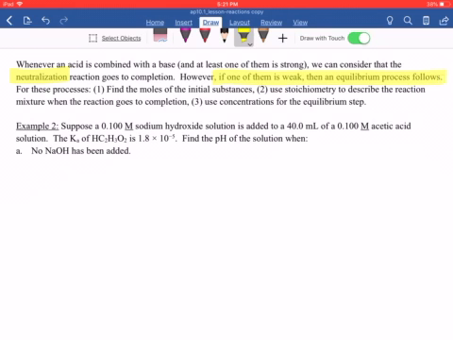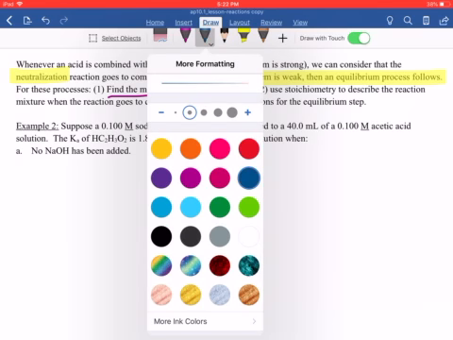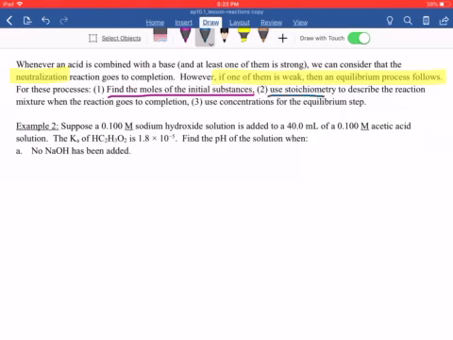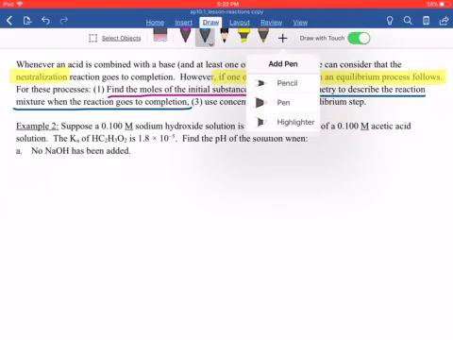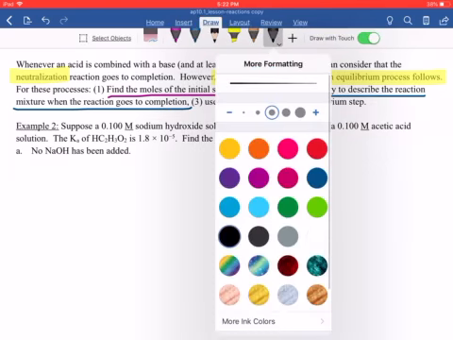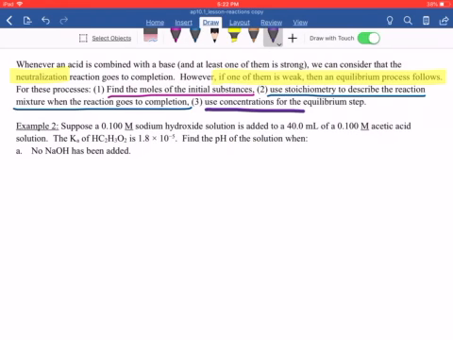For these processes, we have to follow the following steps. So 1, 2, and 3. For our first step, it's going to find the moles of the initial substances. That one's pretty easy. I'll color code these. For our second step, we need to use stoichiometry to describe the reaction mixture when the reaction goes to completion. And for our third step, we need to use the concentrations for the equilibrium step.